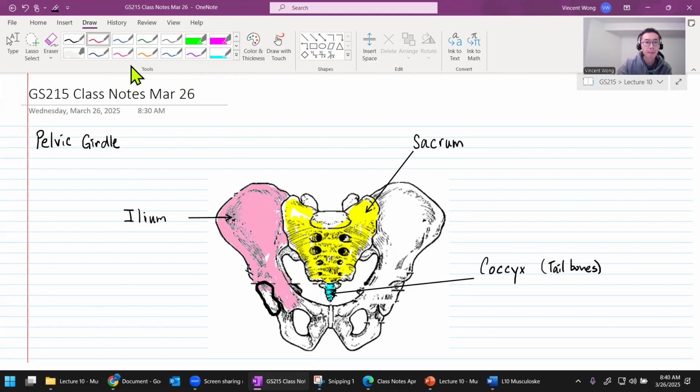And this location, this top part here, again, that's where you're going to rest your hands on the hip. This is called the iliac crest.